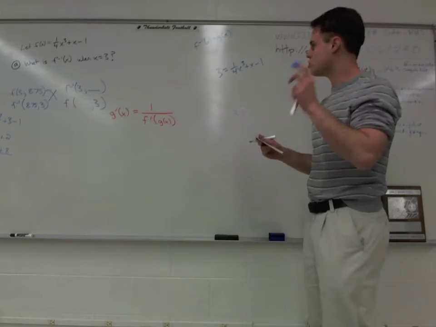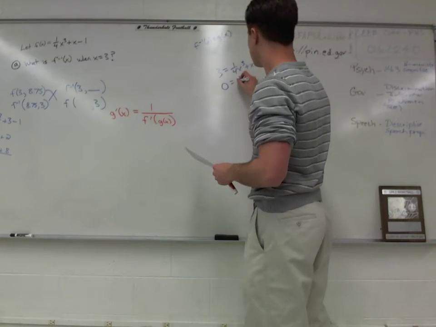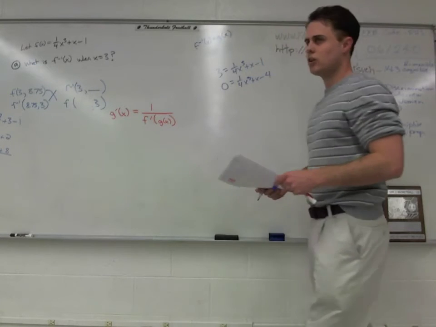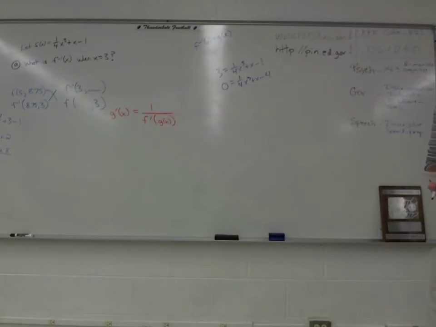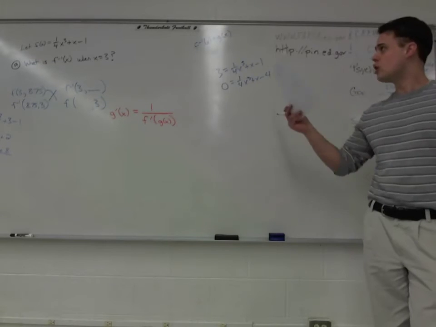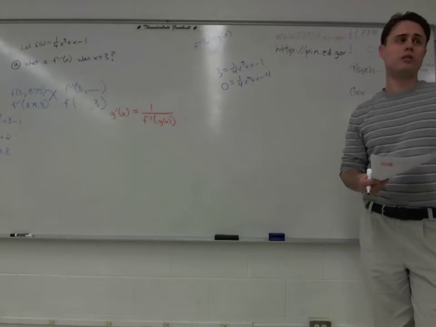Now, how could you solve this? You could say 0 equals 1/4 x cubed plus x minus 4. You could try to factor. That's not going to factor super easy because of the cube. So could you just graph it? Yeah, I would, personally. If you can solve this by factoring or something, though, don't take the easy way out.